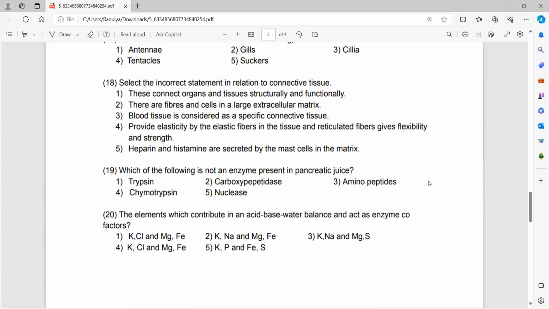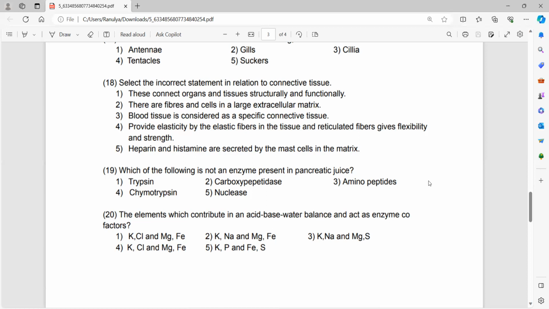Incorrect. These connect organs and tissues structurally and functionally. Correct. They are fibers and cells in large extracellular matrix. Correct. Blood tissue is considered as a specific connective tissue. Correct. Then heparin and histamine are secreted by the mast cells in the matrix. Correct. Fourth one, provide elasticity by elastic fibers in the tissue and reticulate fibers give flexibility and strength.